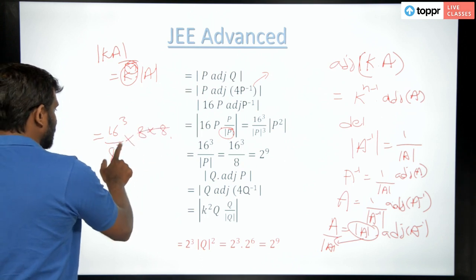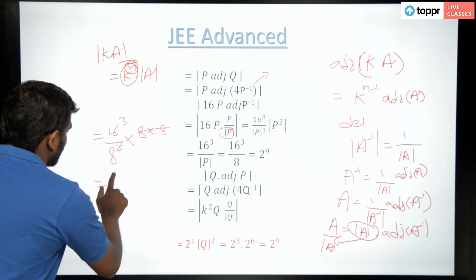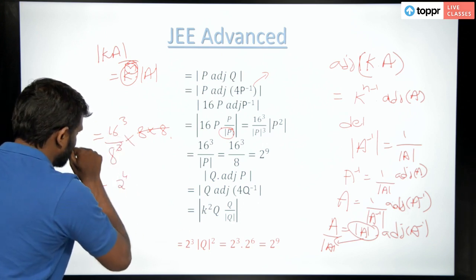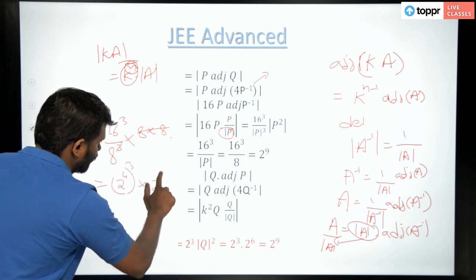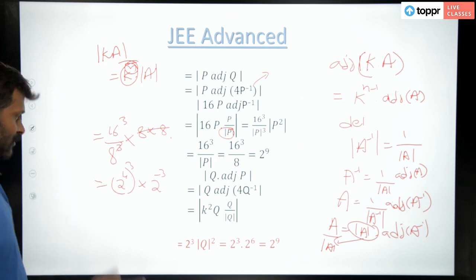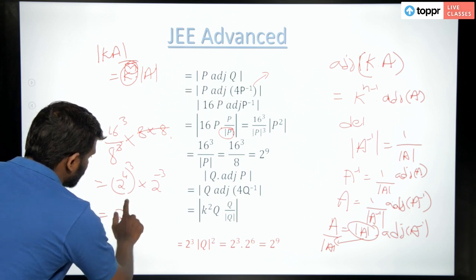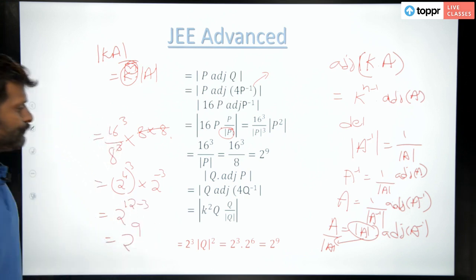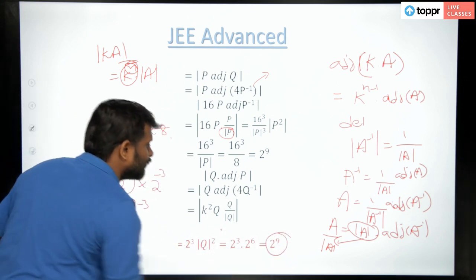So, this one and this cube, or else 64, will go in this 8 times, which is equal to 2 power 4 whole cube times 2 power minus 3, because 8 is 2 power 3 and it is in the denominator, so I am taking it to the numerator. This is equal to 2 power 12 minus 3, which is equal to 2 power 9. So, we got the value equal to 2 power 9.